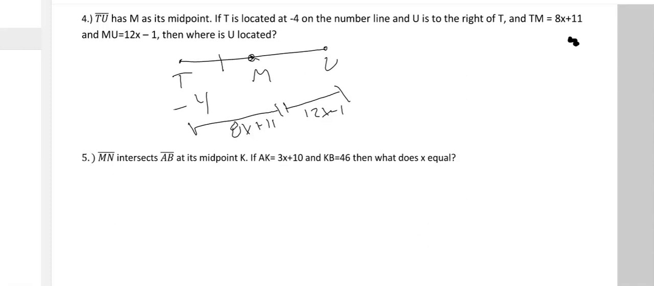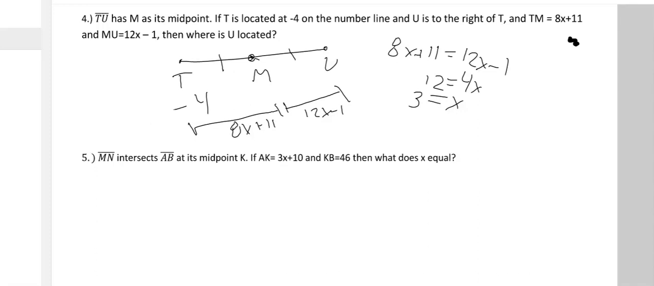Well, they told us it was a midpoint, so I better put these tick marks. Like I said, geometry is a thinking class. I have no idea how to do this problem completely, but is there anything we can do? Yeah, since that's a midpoint, those must be congruent. So I can set those things equal to one another. 8x plus 11 equals 12x minus 1. Let's solve it. Minus 8x, minus 12 is 4x, equals 12. Therefore, x equals 3.